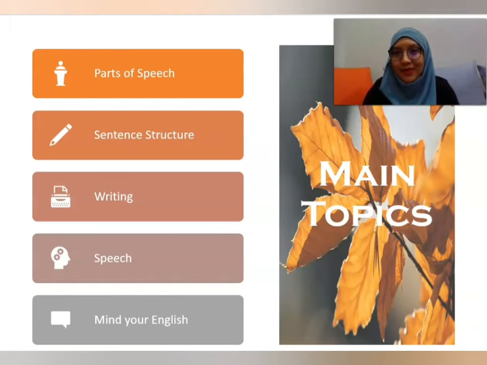Alright, let's look at some topics that we're going to cover for easy everyday English. The first one is parts of speech. This is, I think, the most important one, and I will have to start with it. Parts of speech covers most of the grammatical functions. The second topic is sentence structure, improving how you make your sentences. The third topic is my favorite, writing. Fourth is speech. And finally, how to improve your English with Mind Your English.